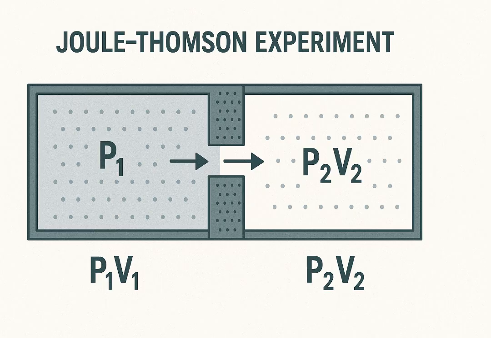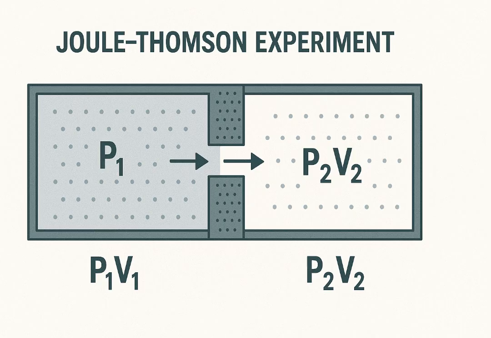When a real gas expands, work is done by the gas to overcome intermolecular attractions. This work comes at the cost of internal energy, causing the temperature to drop. In some cases, like hydrogen or helium at room temperature, the temperature may increase due to dominance of repulsive forces. This is known as Joule-Thomson inversion behavior.